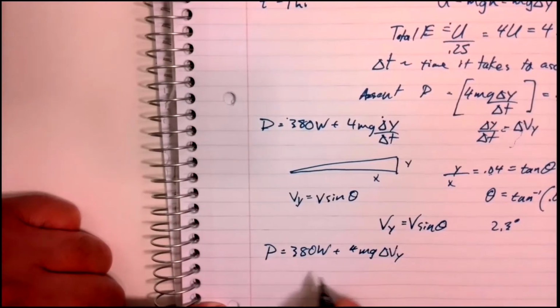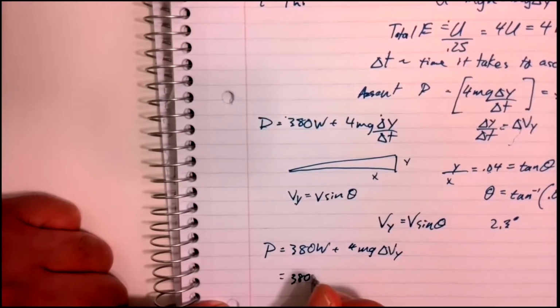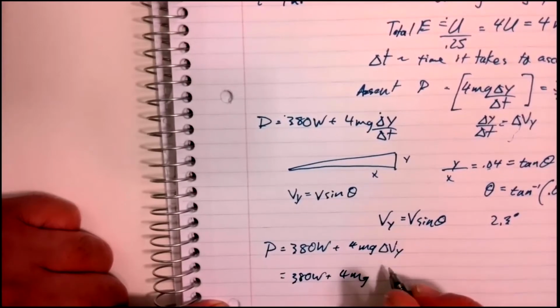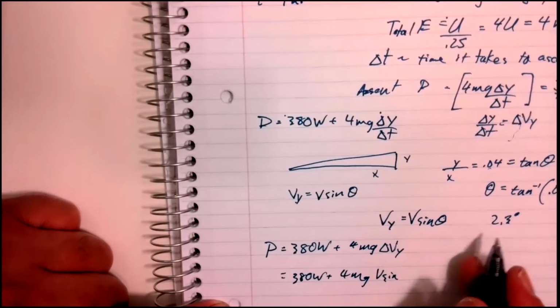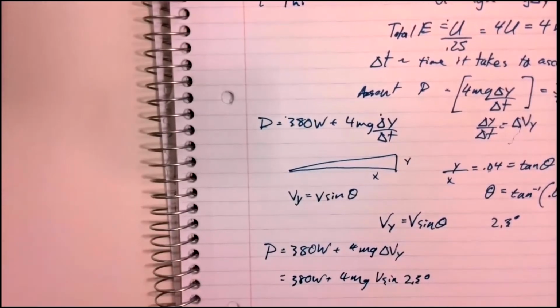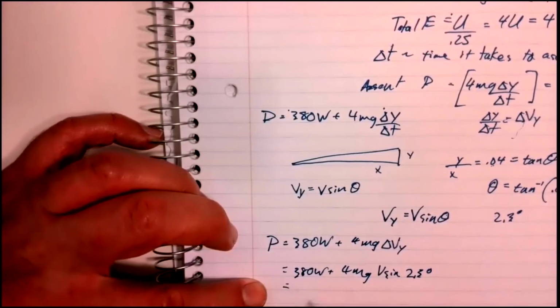Delta Vy. Okay, now we're going to put this in. So we'll have 380 watts plus 4 times mg times v sine of our angle there, 2.3. If your calculator's in degrees, that's what you're going to want to put in. And so now we'll plug in our numbers. We'll see what we get.